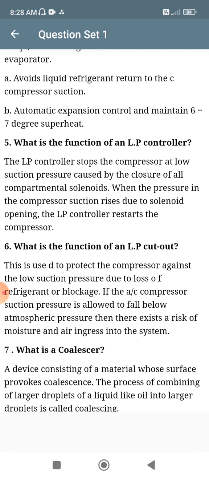The function of the low pressure controller is that it will stop the compressor at low suction pressure caused by the closure of all compartmental solenoids. When the pressure in the compressor suction line rises due to solenoid opening, the low pressure controller will restart the compressor.